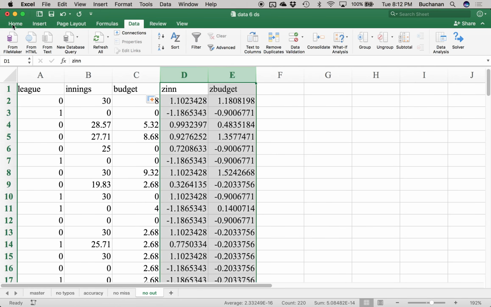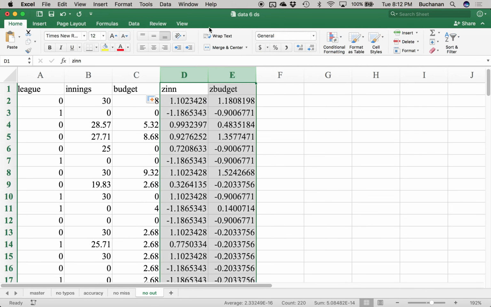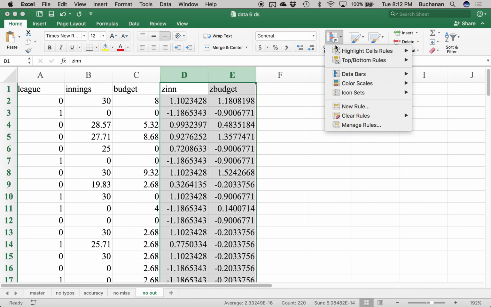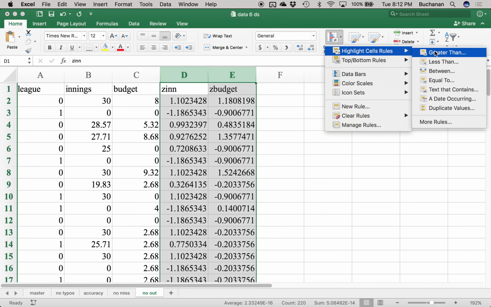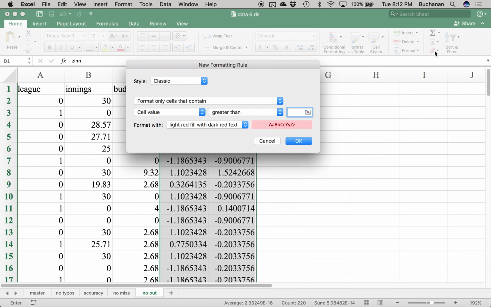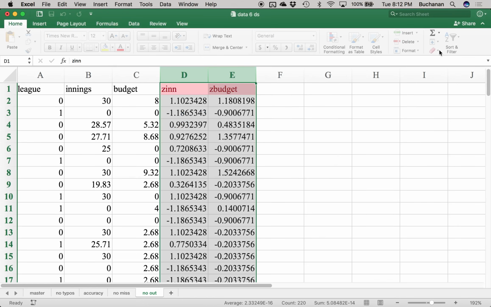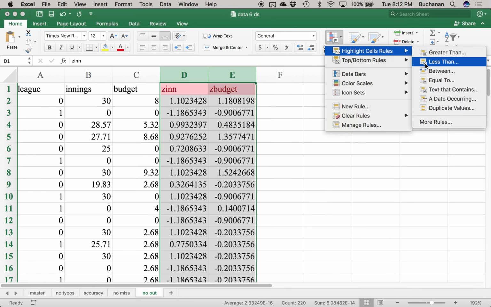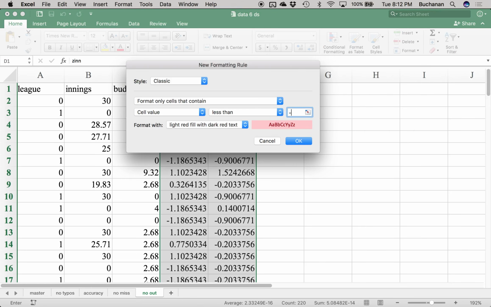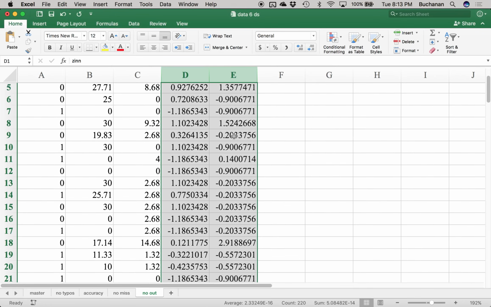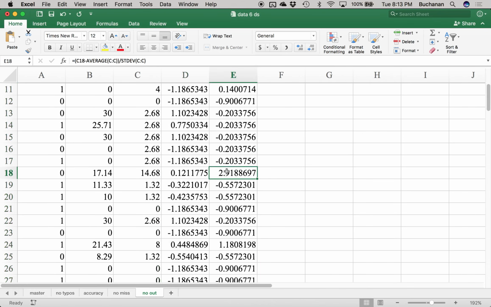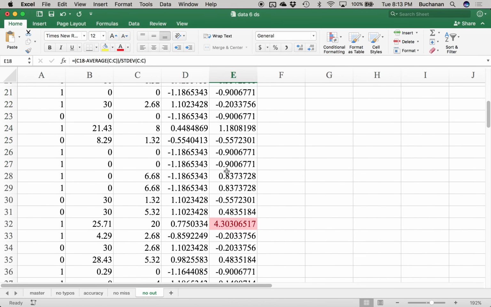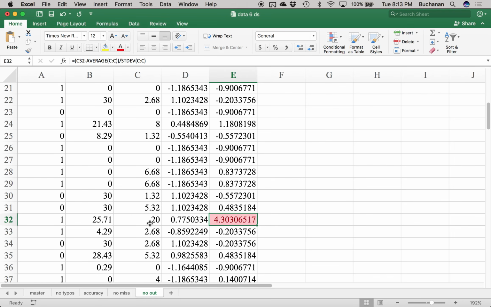So highlight both of these columns, click on Home, Conditional Formatting, highlight cell rules, greater than, and let's do 2.99. Do that same thing, conditional formatting, highlight cell rules, less than, negative 2.99. Well, let's see if anything came up. We got one that's close. Saw that one pop up. So one outlier here on the top end of the budget.